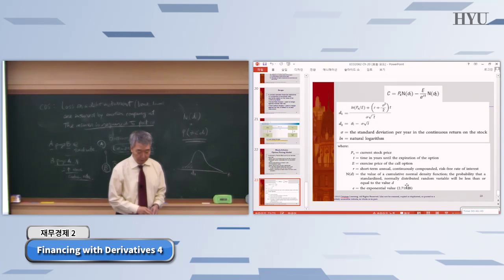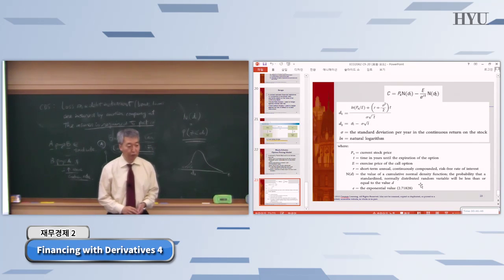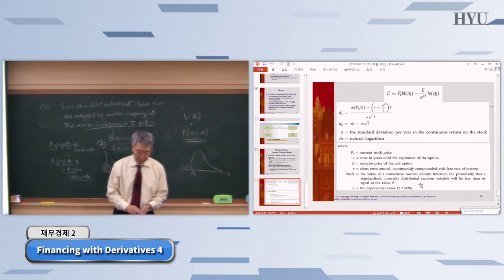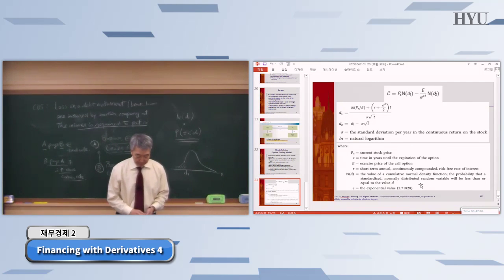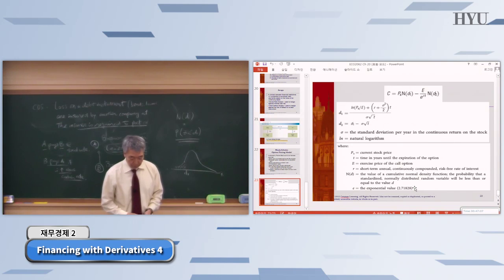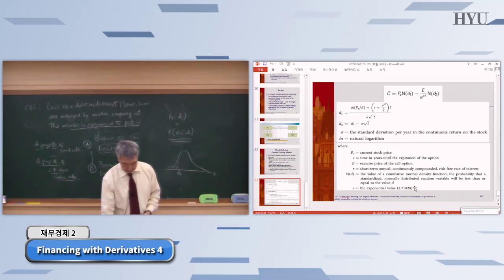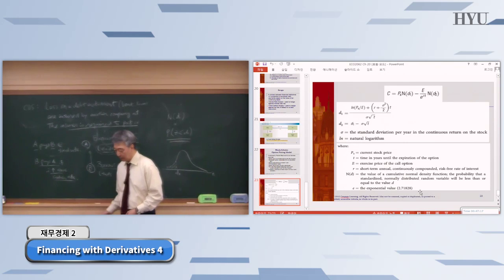So this formula is kind of formidable, right? And I'm not asking you to actually use this formula. You don't have to. There will be computer software templates already available, so you're going to use the computer software to calculate this option price. Oh, E is the exponential value, or what we call the natural constant, 2.7182 whatever, right? Okay, all right.